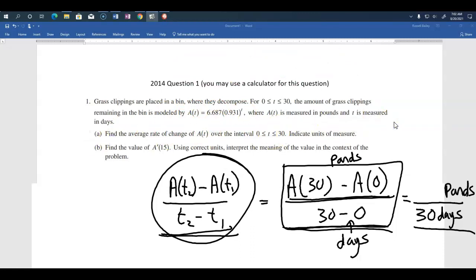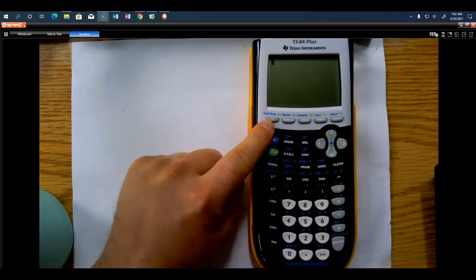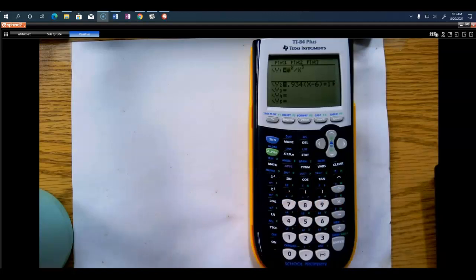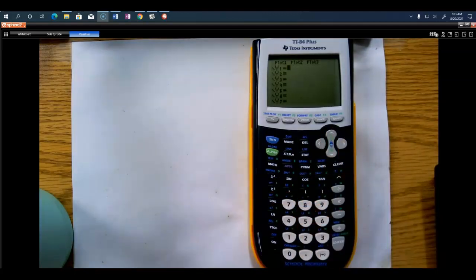So let me show you how to do that on the calculator. We're going to calculate this numerator piece here on our calculator. I'm going to turn my calculator on with this button here. Then I'm going to go to y equals to put the function into my calculator. So I'm going to push y equals. I have some functions in here from before, so I'm going to get rid of those real quick. All right, now I'm going to put in my function.